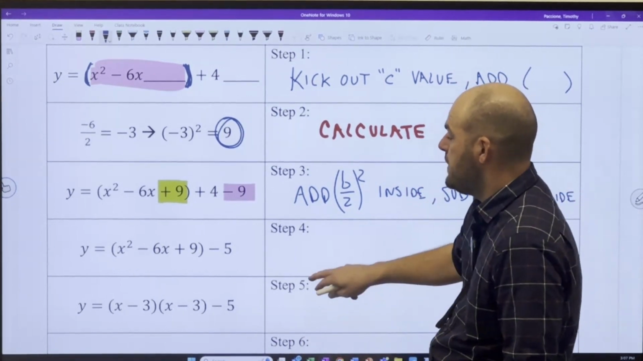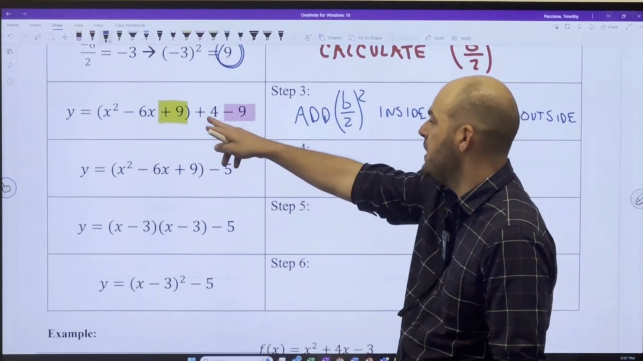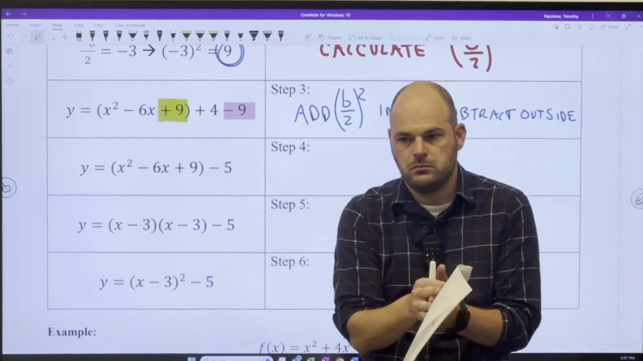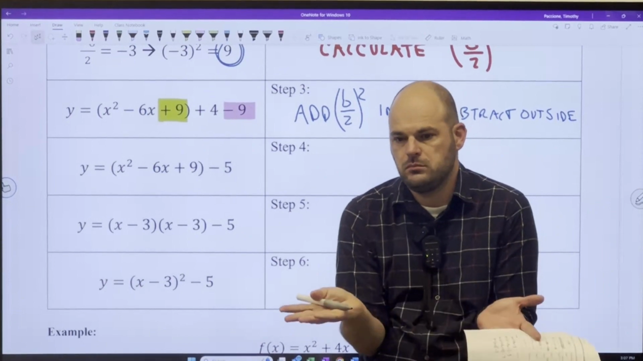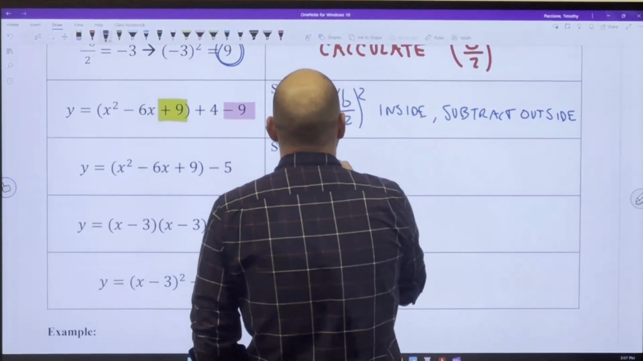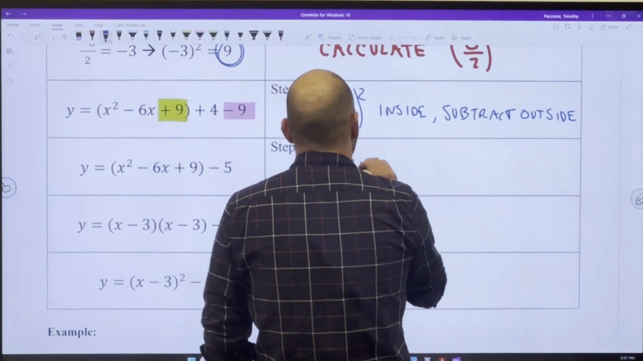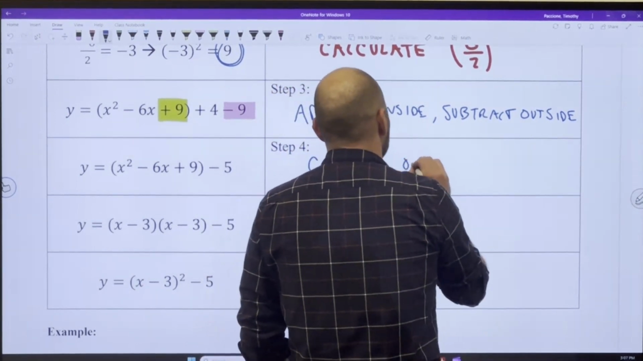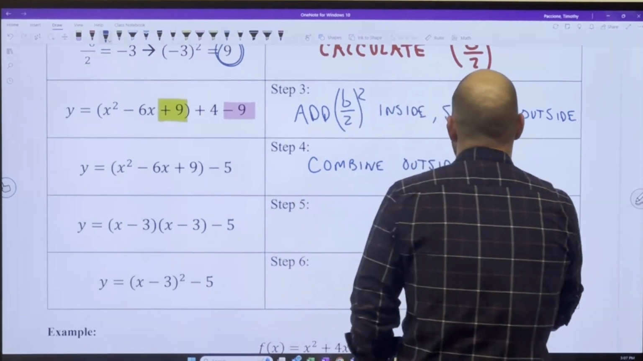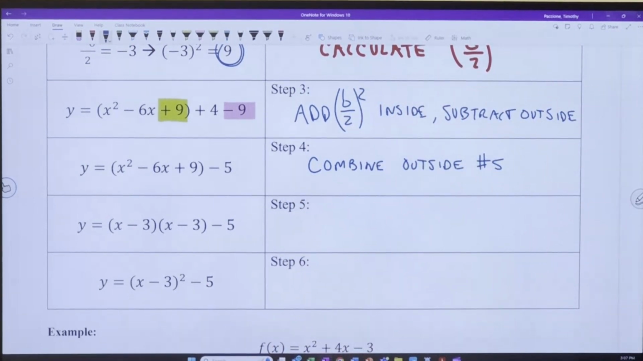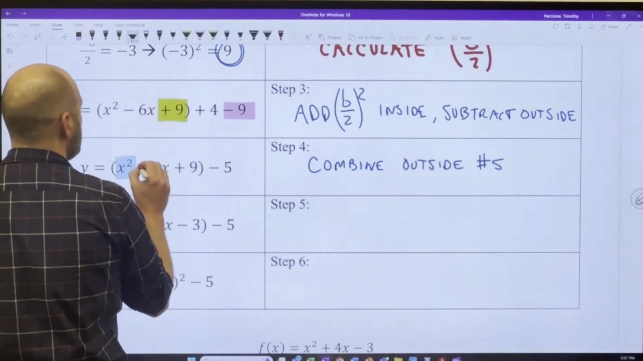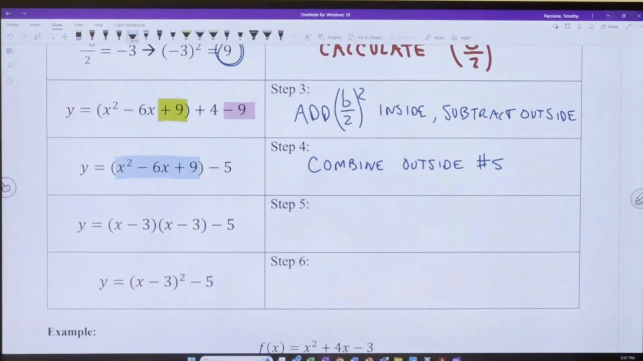All right. Then we get this situation where we have +4 and -9 on the outside. What can we do with that? +4 minus 9. Can we combine those? Yeah, it becomes -5. So then we combine the outside numbers. Okay? Well, why did we do that? Because now we have x squared minus 6x plus 9 on the inside.